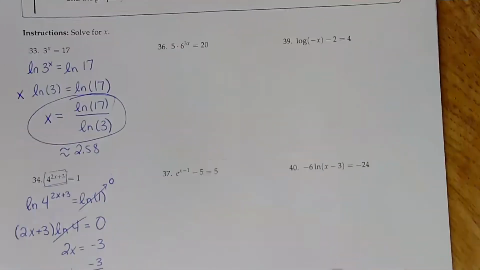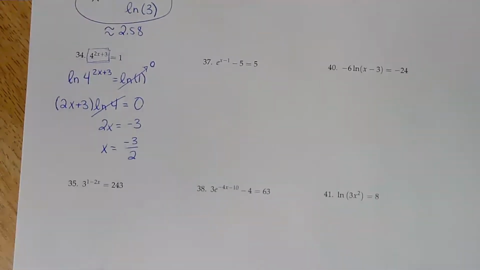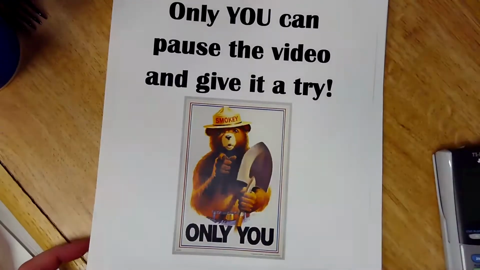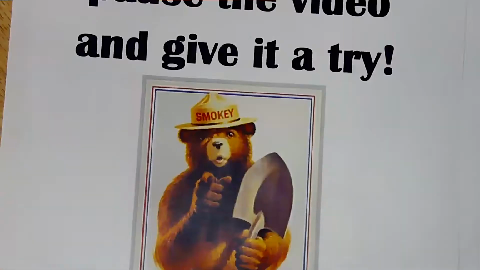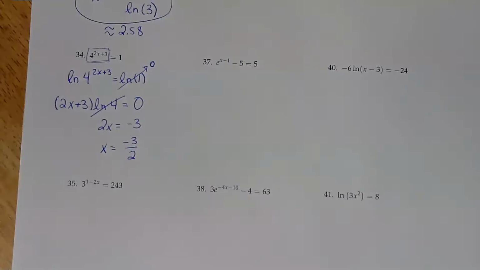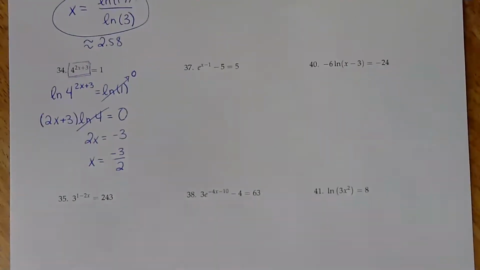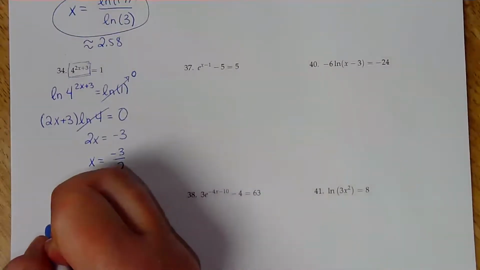All right, and then number 35, 3 raised to the 1 minus 2x is equal to 243. I would love for you to pause the video and give that one a try, now that you've seen a couple of those. Okay, so let's go ahead and solve that and see if you got to the right place at the end. My x is already isolated here, so I'll do ln of both sides.